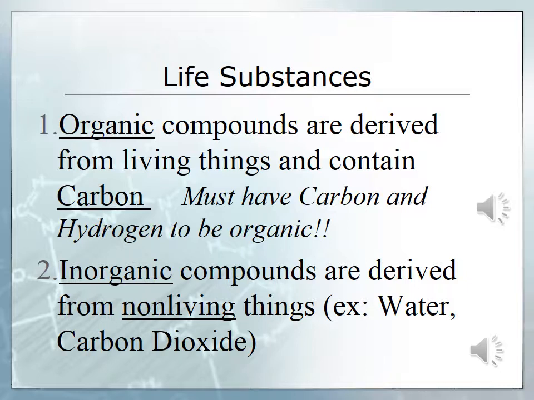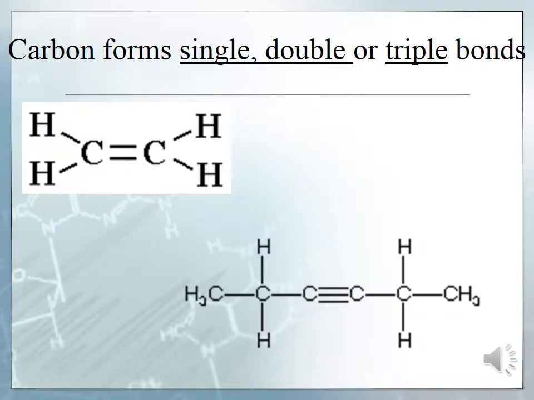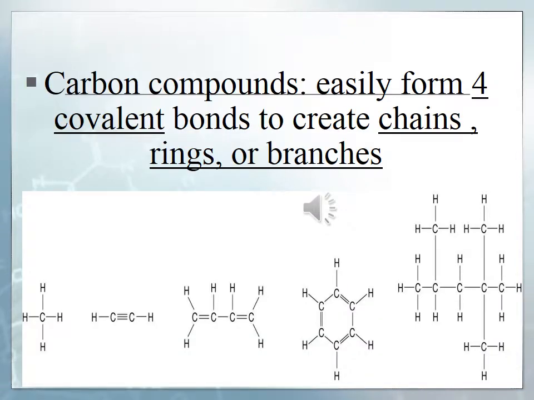Inorganic compounds are derived from non-living things, such as water and carbon dioxide. We also call these abiotic. They are non-living. Carbon forms single, double, or triple bonds. Carbon compounds easily form four covalent bonds to create chains, rings, or branches, but you'll learn more about that in chemistry.